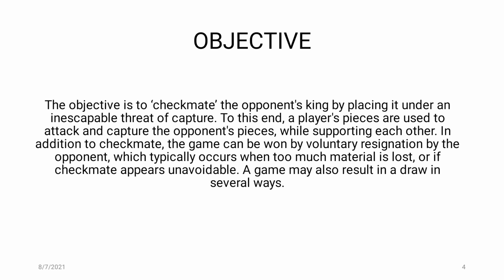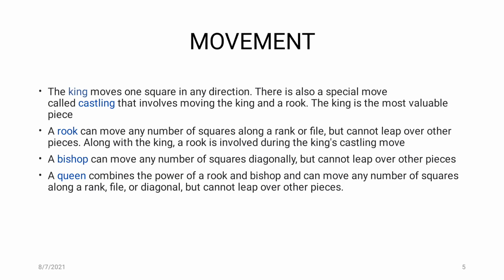While supporting each other, in addition to checkmate, the game can be won by voluntary resignation by the opponent, which typically occurs when too much material is lost, that means the pieces. Or if checkmate appears unavoidable, that means if the opponent has been continuously checking the opponent's king, then it is called checkmate appears unavoidable. A game may also result in a draw in several ways.